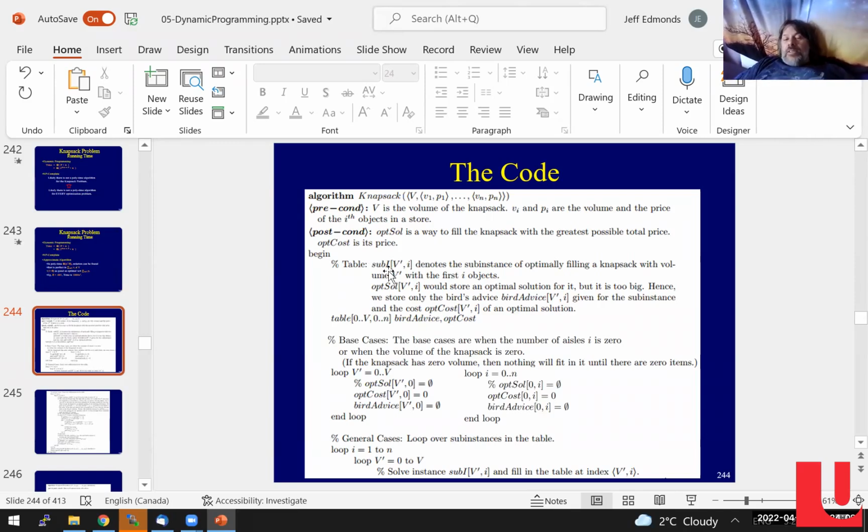The first thing is, what are all my sub-instances and how are they indexed? All right, so here I'm indexing my sub-instances by a V prime and by an I. So V prime, before I used J, here I'm using V prime. It's the same idea, right? And what is this sub-instance? It says, what is the optimal way to fill a knapsack whose volume is V prime? So you don't have the full knapsack, you only have V prime of the knapsack. And you don't have to fill it with all the objects, you only have to consider the first I objects. All right, so that's a sub-instance.